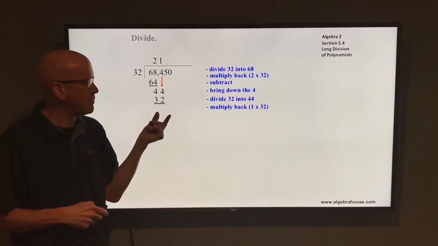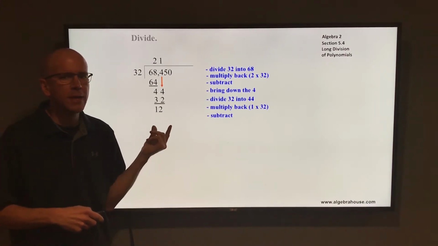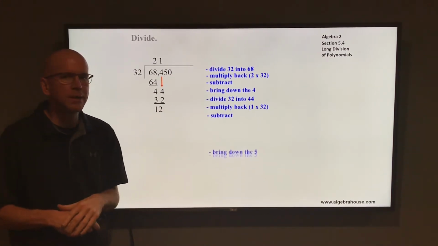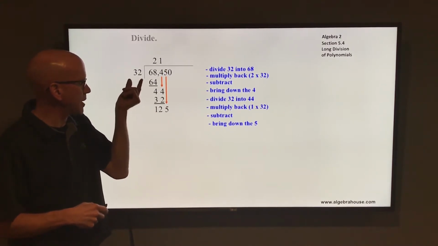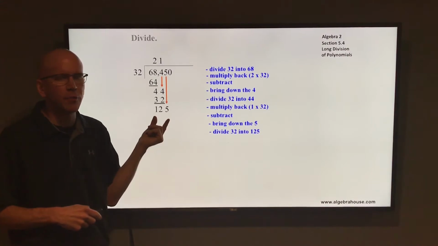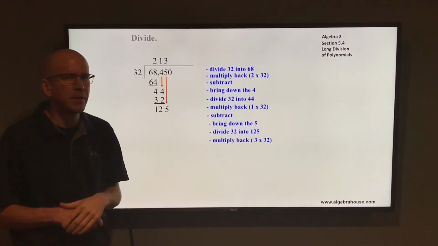And after you multiply back, then you're subtracting. 44 minus 32, that is 12. After you subtract, again, bring down the next digit. So you're bringing down that 5. When you bring down that 5, then you're dividing 32 into 125. 32 goes into 125 3 times. Put that number up top and then multiply back.